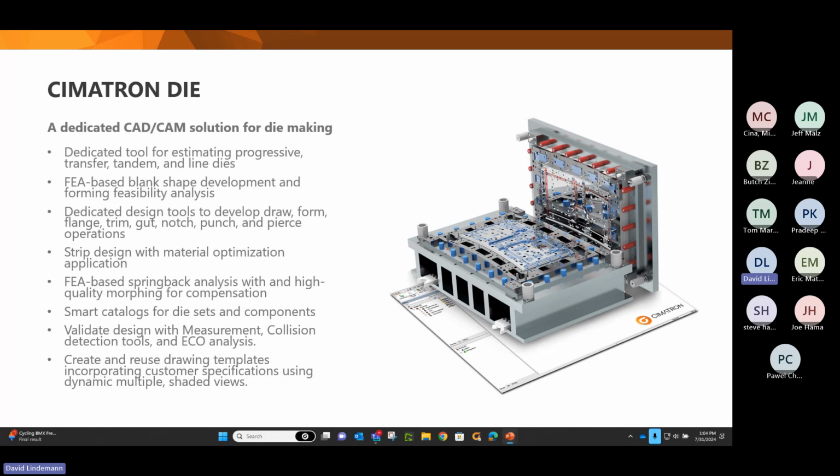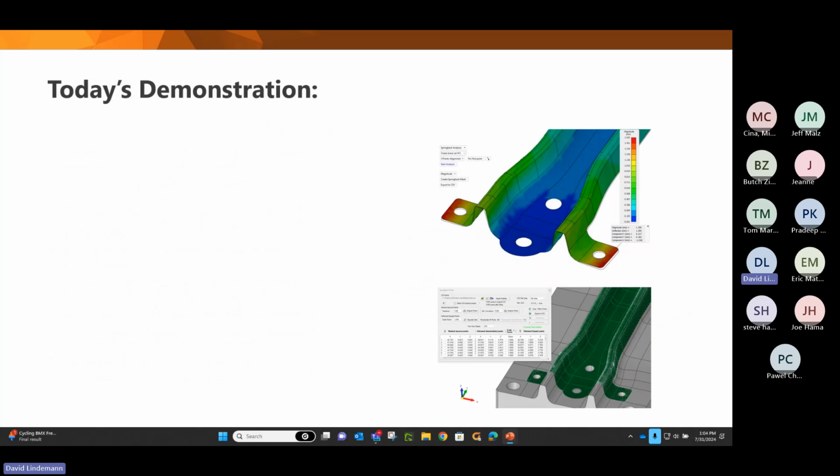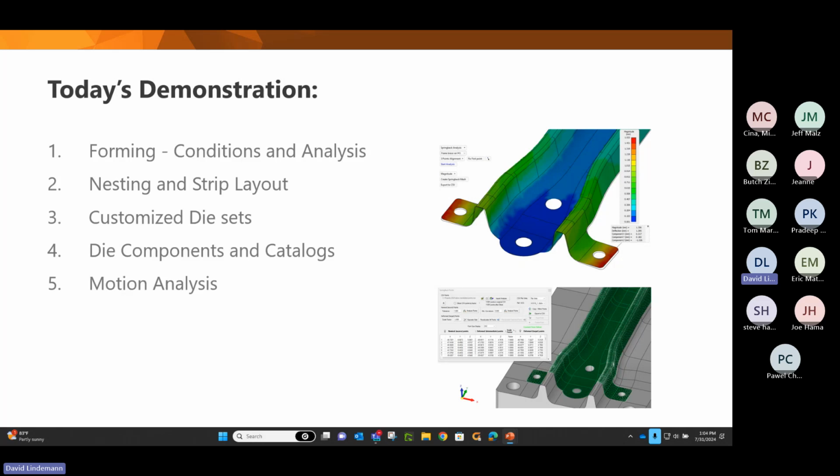So you can check to see what your actual progress is so far and determine if you want to go ahead with that, or if you need to scrap what you've done so far, or if you can continue with it. So just a few specifics. We're going to look at forming, nesting, some things to do with the die sets and the components, and then just at the end, a little bit with the motion analysis, just so you can see it.